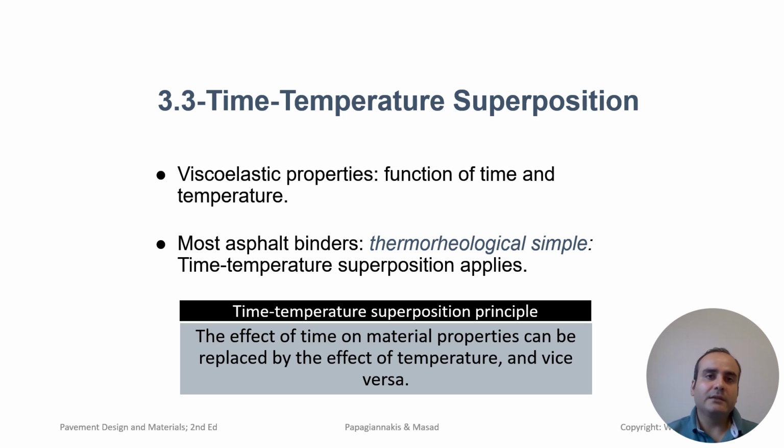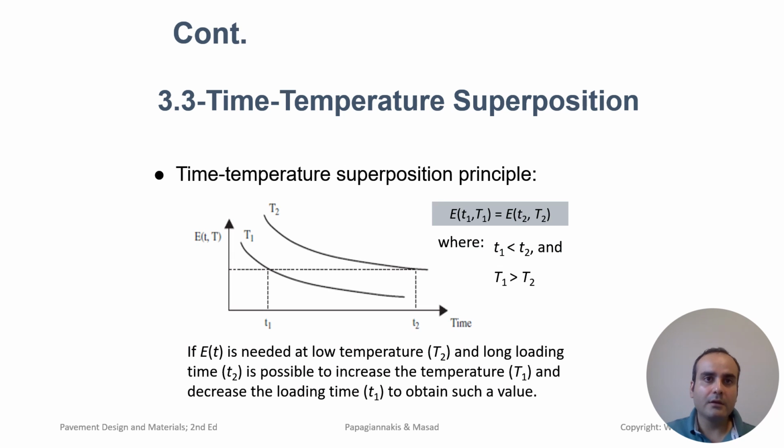So we already know that in viscoelastic materials such as asphalt binders, viscoelastic properties are functions of time and temperature. In this type of materials, we can use the time-temperature superposition principle. In other words, the effect of time on material properties can be replaced by the effect of temperature and vice versa. One of the most important concepts in asphalt rheology is time-temperature superposition.